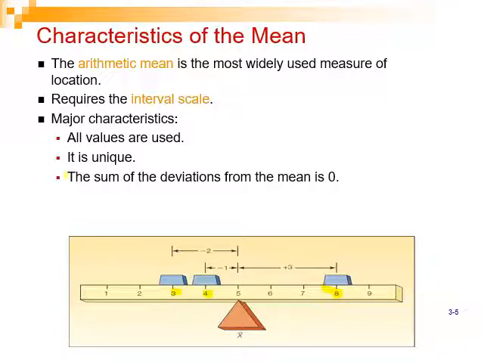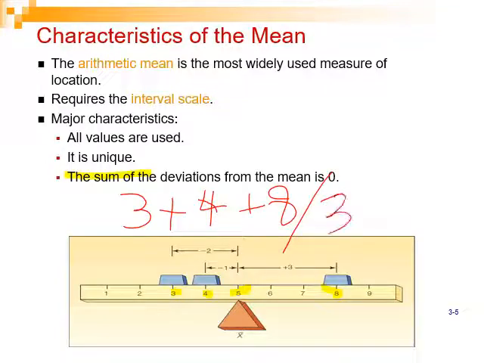But what is meant by the sum of the deviations from the mean is 0? 3 plus 4 plus 8, which is 15, divided all by 3, is equal to 5. So the mean here will equal 5. What is meant by the sum of the deviations from the mean equals 0?